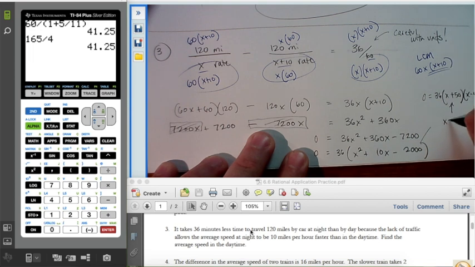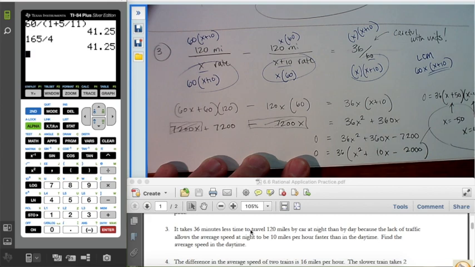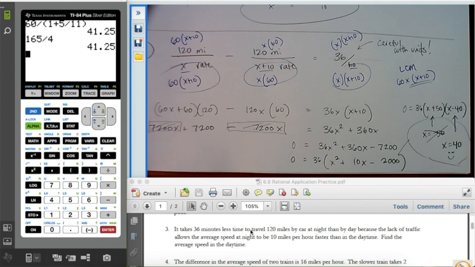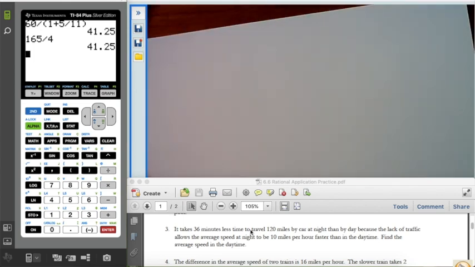You could also throw that into the quadratic formula at that point if you didn't feel like thinking about the factors. But out of negative 50 and positive 40 as your solutions, negative 50 doesn't make sense, so I kick that one out. The only solution is positive 40.